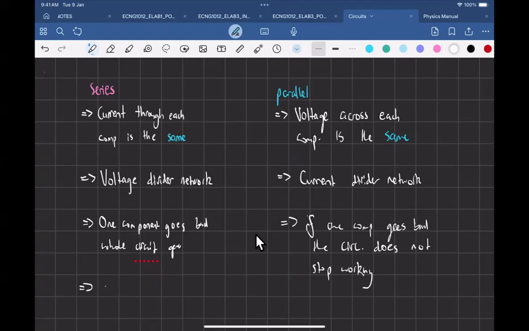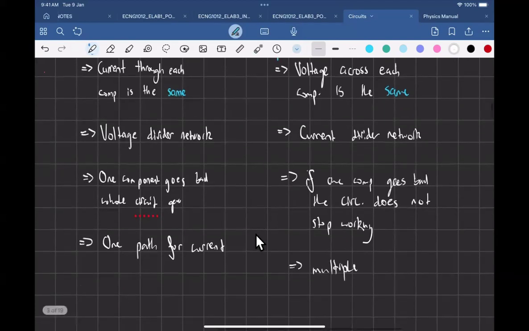So in a series circuit, you have one path for current, and for parallel, you have multiple paths. So that's the easiest way to tell them apart, no matter how complicated it looks. If there is more than one path, it's a parallel circuit.